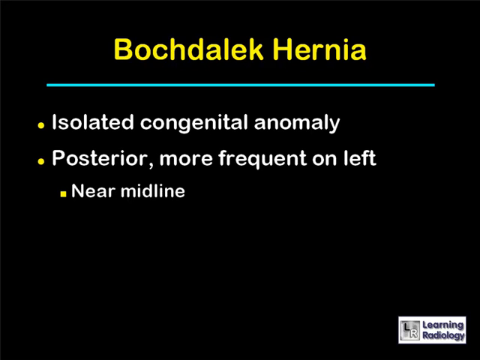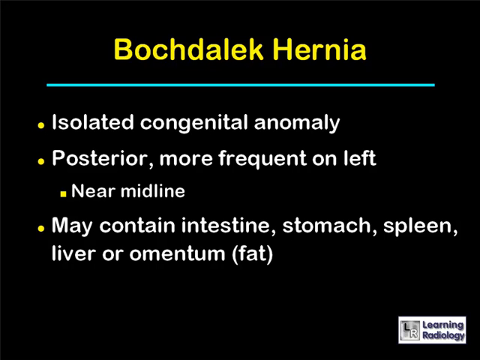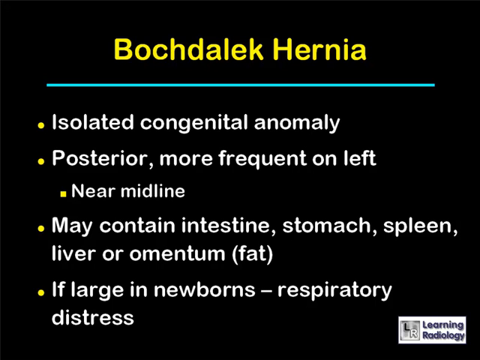They are posterior, more frequently on the left, and usually near the midline. They can contain intestine, stomach, spleen, liver, or the fat of the omentum, as in this case. If large in newborns, they can produce respiratory distress and lead to hypoplasia of the involved lung.